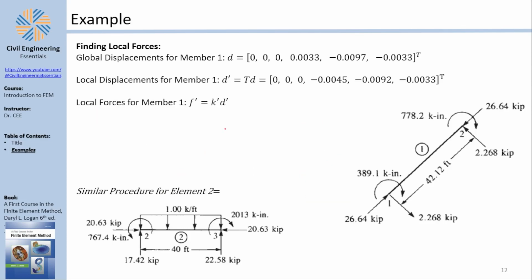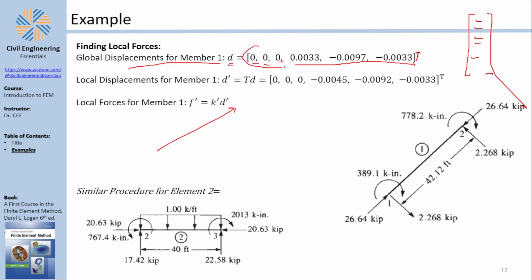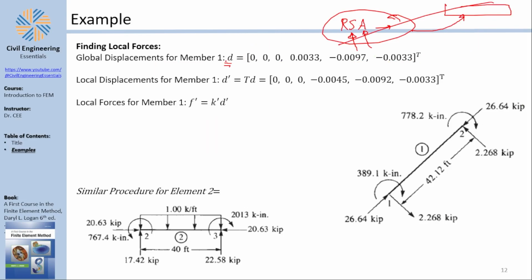My mission today is to draw the shear force diagram and bending moment diagram of the structure, which means I need the local displacements and forces for each element. The global displacements for member number 1, or element number 1, is D, which is 0, 0, 0, and the three values we just got. I put a transpose here because I didn't want to write them in a column vector to save space. Otherwise I will not have space on my slide. So I wrote them as a horizontal vector and transposed them so that the viewer knows it's a vertical vector. This is the global displacement vector of the element.